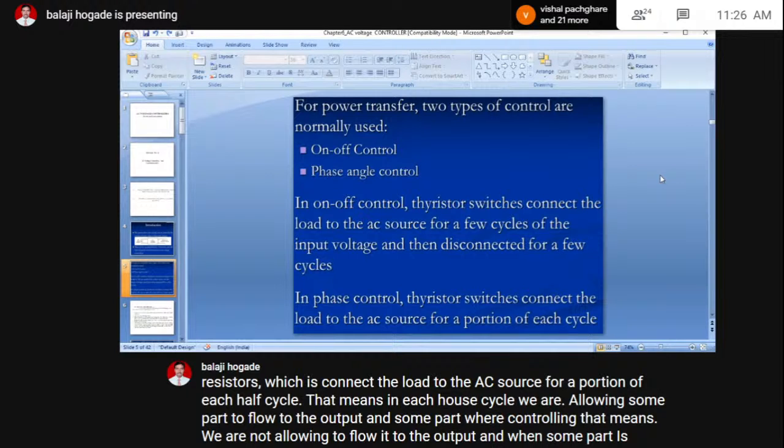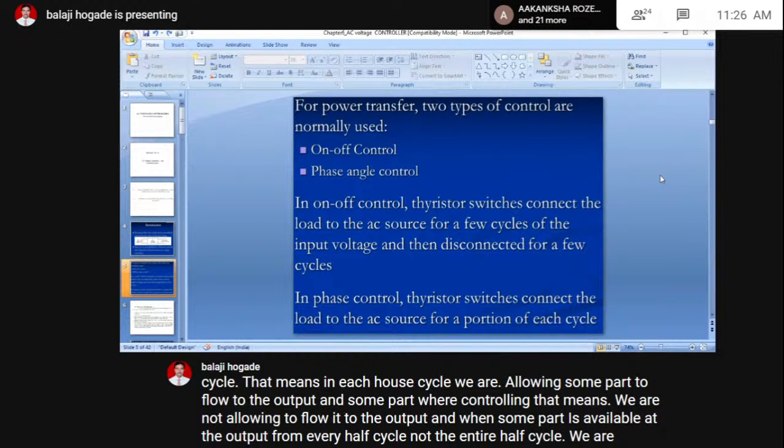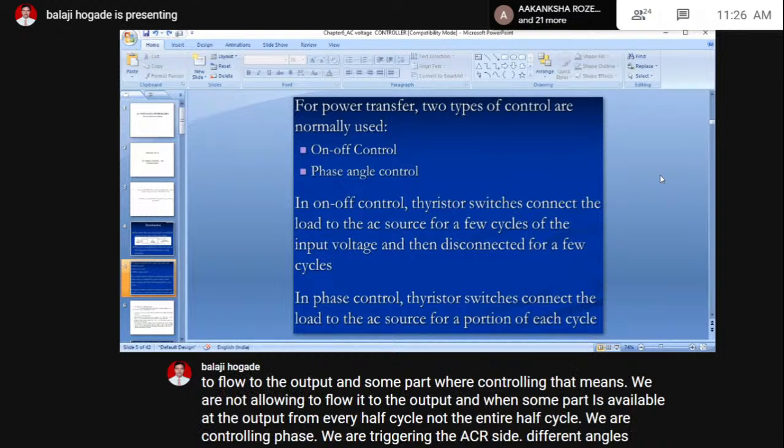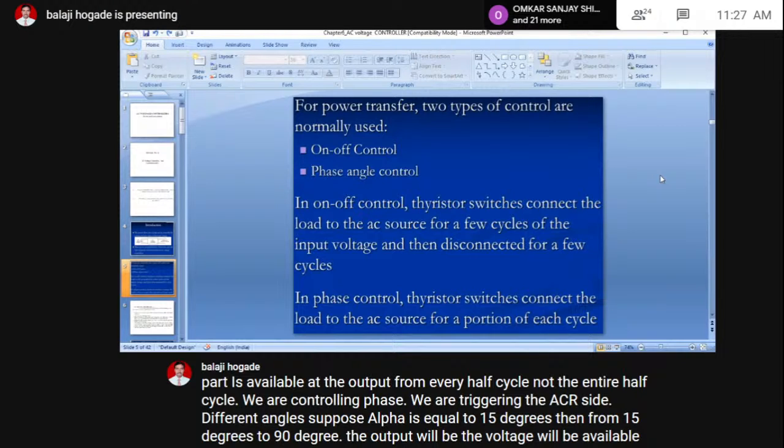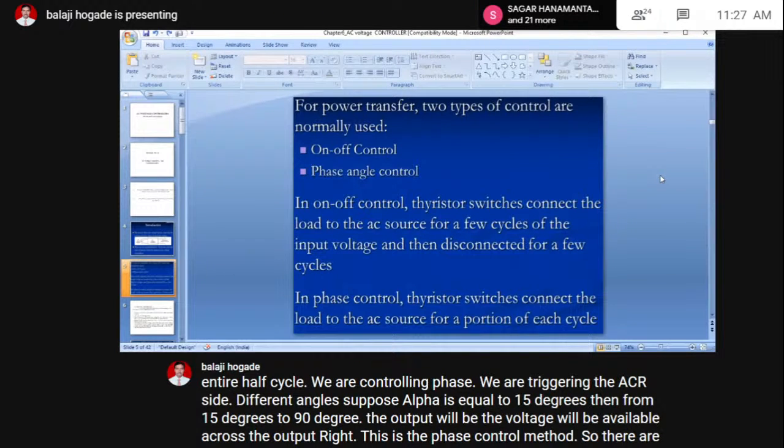We are controlling the phase. We are triggering the SCR at different angles. Suppose alpha is equal to 15 degrees, then from 15 degrees to 90 degrees, the voltage will be available across the output. Right. This is the phase control method. So there are two types of AC voltage controllers. They are on-off control and phase angle control.